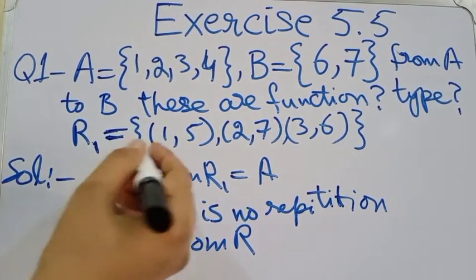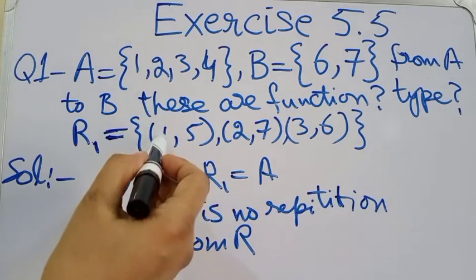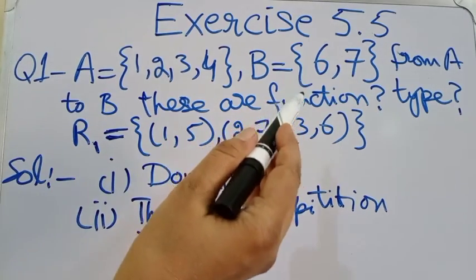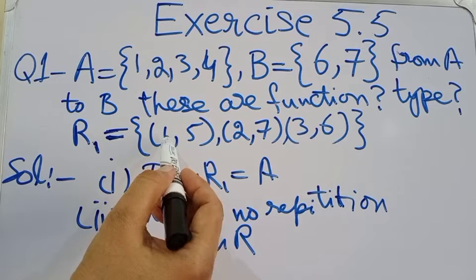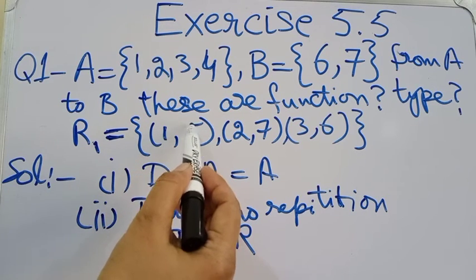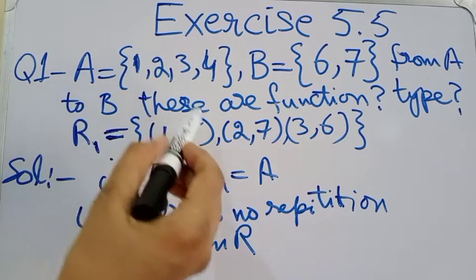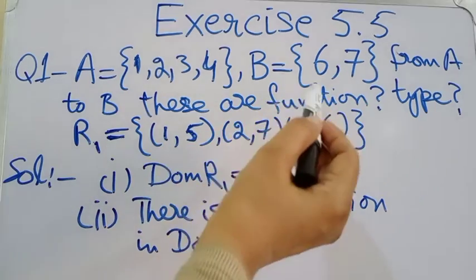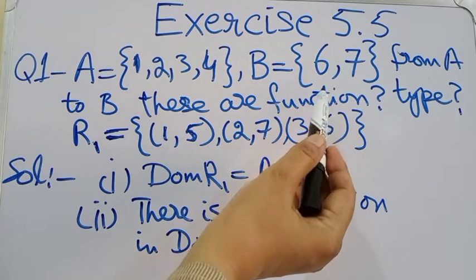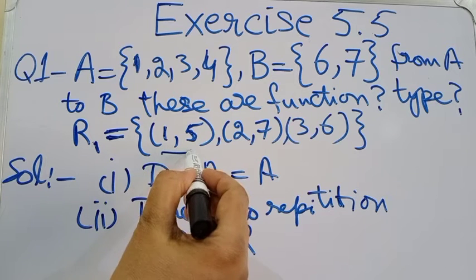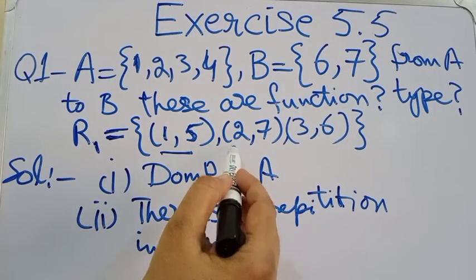We observe that these relations must contain the first element from set A and the second element from set B. Now we observe the first element of R1, (1, 5). The first element 1 is from set A, which is true, and the second element is 5 from set B, which is not contained in B. We observe that 5 is not an element of set B. Now we check the second element.